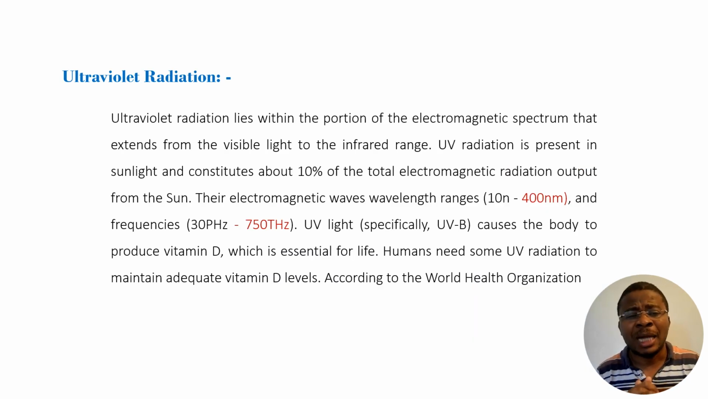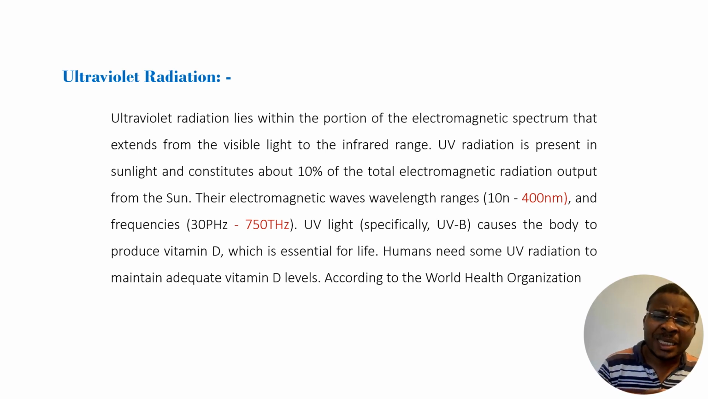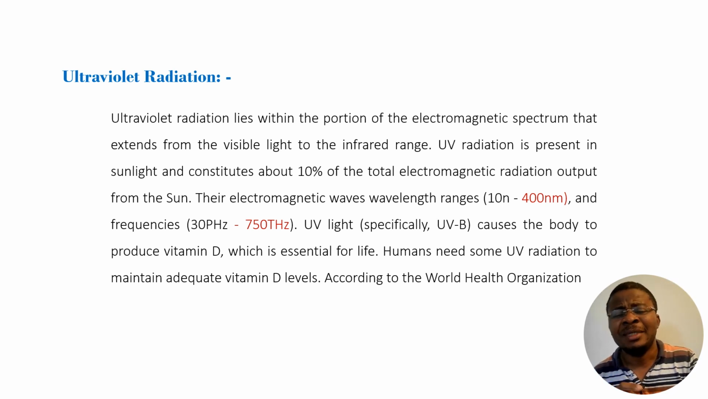Now, beyond the visible light, we have the ultraviolet radiation. The ultraviolet, or what you may call the UV, lies within the portion of the electromagnetic spectrum that extends from the visible light to the infrared. The UV radiation is present in the sunlight, and as a matter of fact, it constitutes about 10% of the total electromagnetic radiation output from the sun. The electromagnetic wave ranges from 10 micrometer to 400 micrometer, and frequencies from 30 picohertz to 750 terahertz.